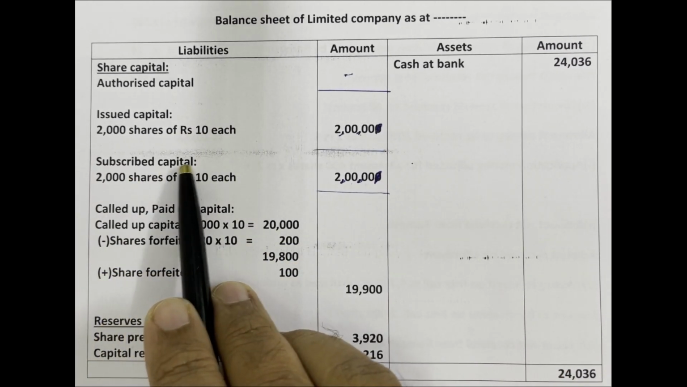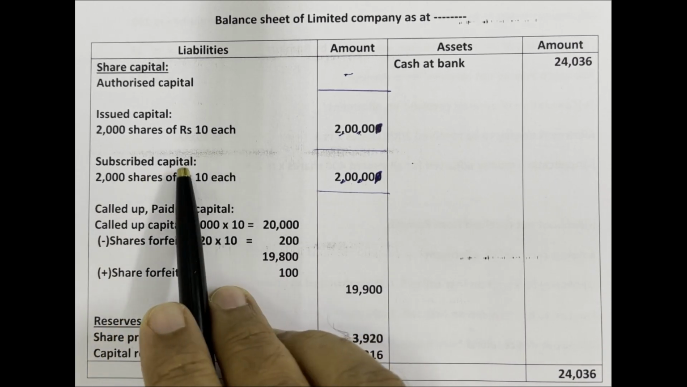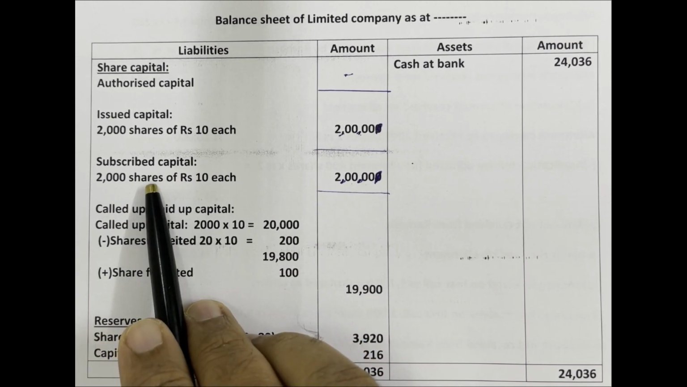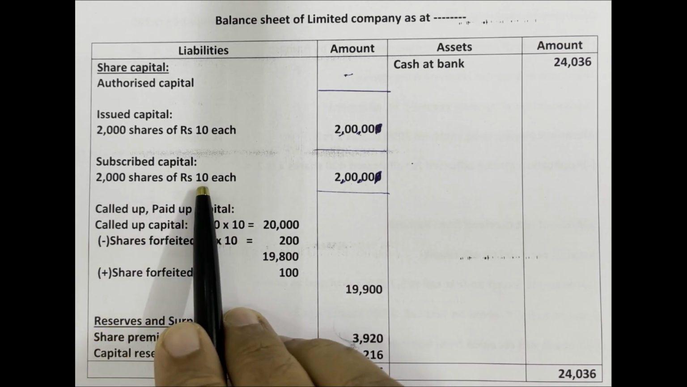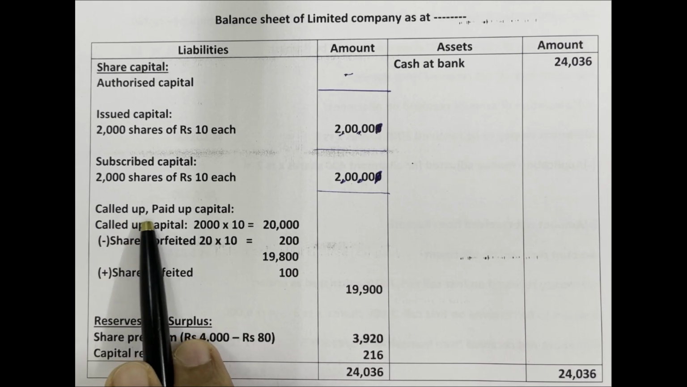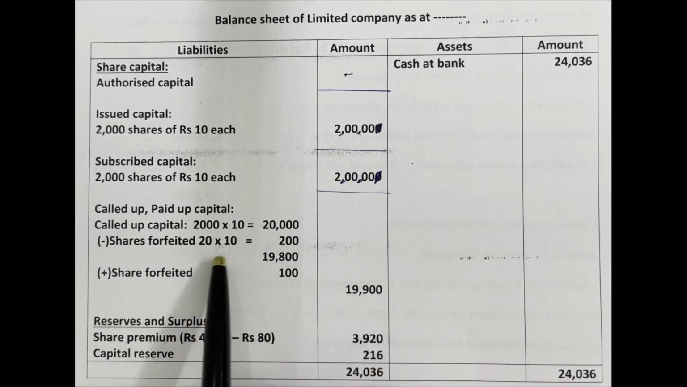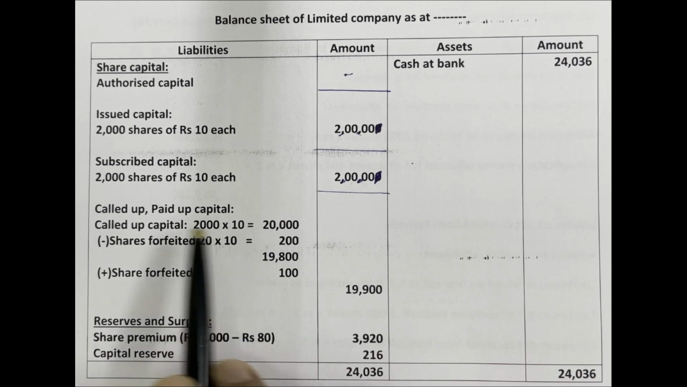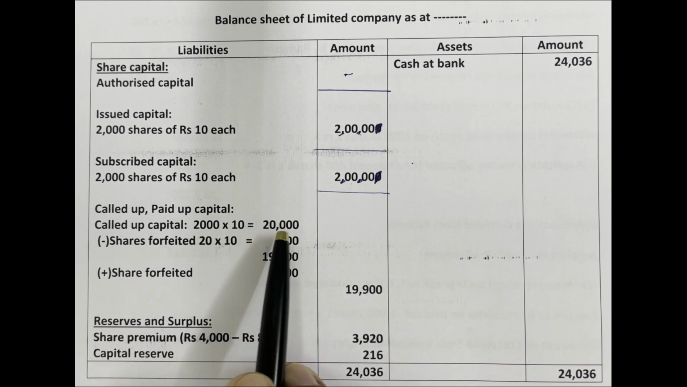Subscribed capital: the company issued 2000 shares. The public applied for 3000 shares, but finally the company allotted 2000 shares only. Therefore subscribed capital is also the same, 2000 shares at the rate of 10 rupees each, 20,000 rupees. Called up capital is the same, because the four installments, application money, allotment money, first call, final call, the company made in the current year only. Therefore called up capital is also 2000 shares at the rate of 10 rupees each, 20,000.